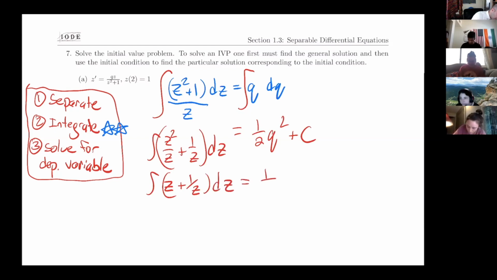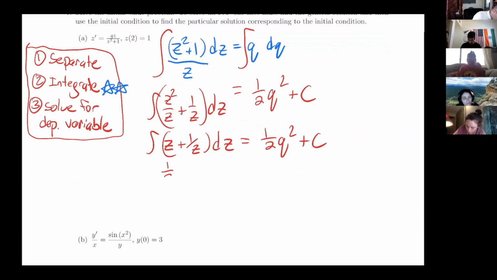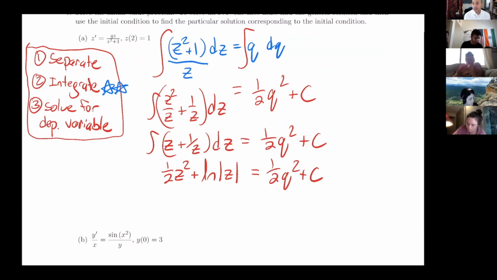And then on the right side, we've got this 1/2 q squared plus c. And so here we've got 1/2 z squared. And here we have the natural log of the absolute value of z. So in some sense, if you were just asked to find a general solution, you would be done at this stage because there's no way that I can solve that for z. But we want to solve this initial value problem. So now I can plug in these initial conditions at any point.